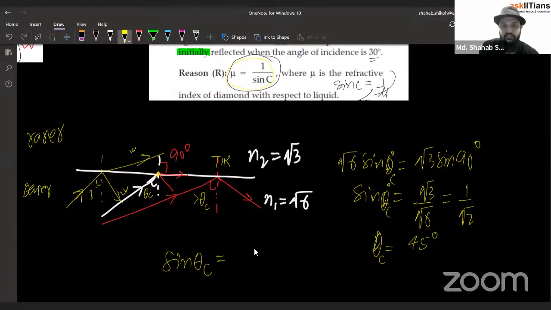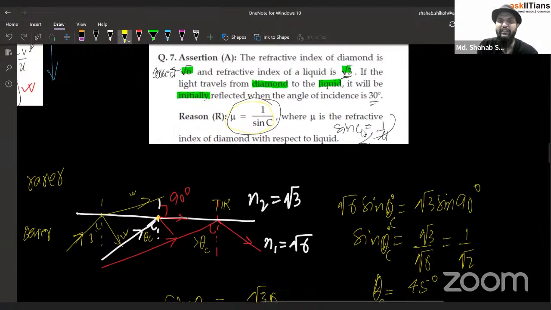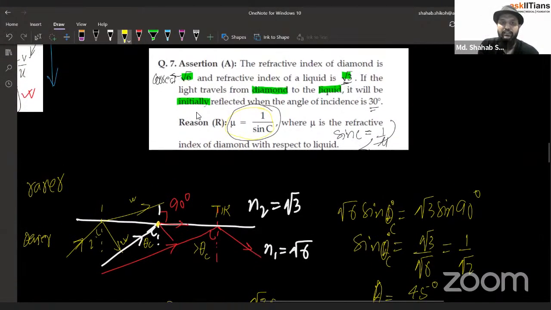Check it. Sine theta C is root 3 by root 6, which is according to this, because this is relative refractive index. Sine C is equal to 1 by mu, where mu is mu2 by mu1. So this is true, but this is not the correct explanation. The correct explanation is said to be initially reflected. When it should be internally reflected, then it makes sense. So I have a problem with this. It should be internal. Let me read it further.